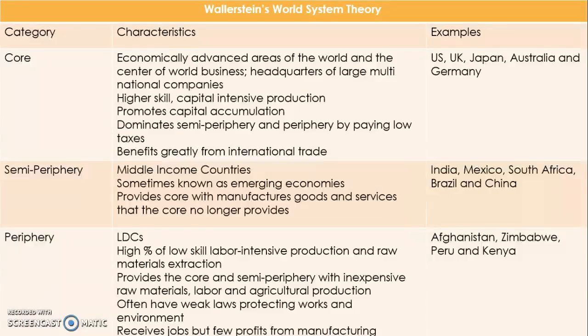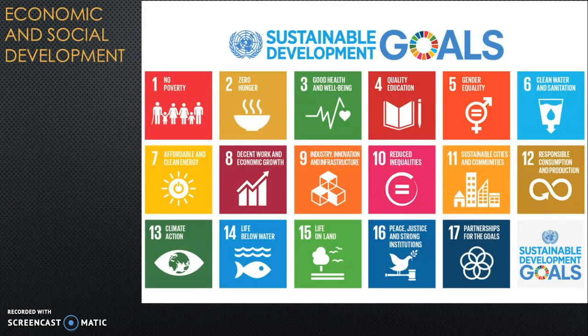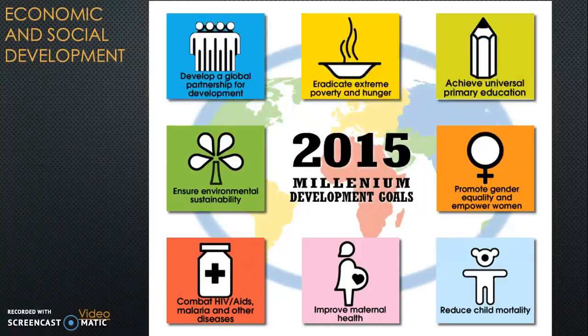Takeaways: you should be able to describe the basics of each of these models and theories, both their pros, their cons, and how they are flawed. Then also, you should know the Millennial Development Goals are explicitly in the AP outline. You need to know the 8 of them.